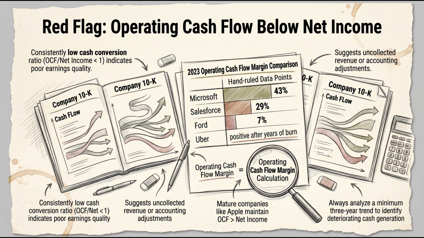In Enron's case, this ratio was deeply negative even as profits were rising. For a mature company like Apple, the ratio typically exceeds 1 because depreciation add-backs and working capital management boost cash flow. Always compare these two numbers across at least 3 years to spot any deteriorating trends.